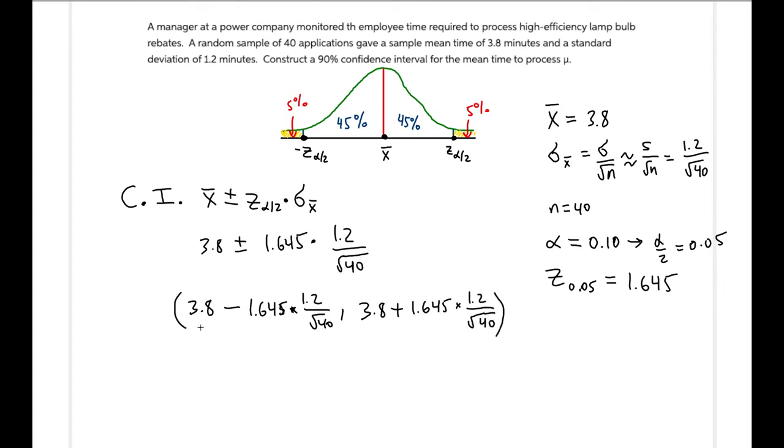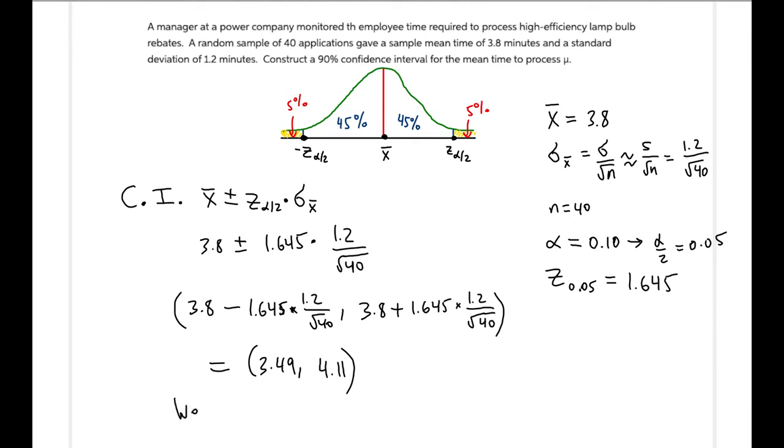So the leftmost limit for the set of sample means, or the leftmost limit for the population mean, the true mean, mu. All right, so that's what it is. And as a result, this is equal to 3.49 being the leftmost limit and 4.11 being the rightmost limit for the population mean, or the true mean of the time required to process high efficiency lamp bulb rebates. So what does that mean? How do we interpret this result?